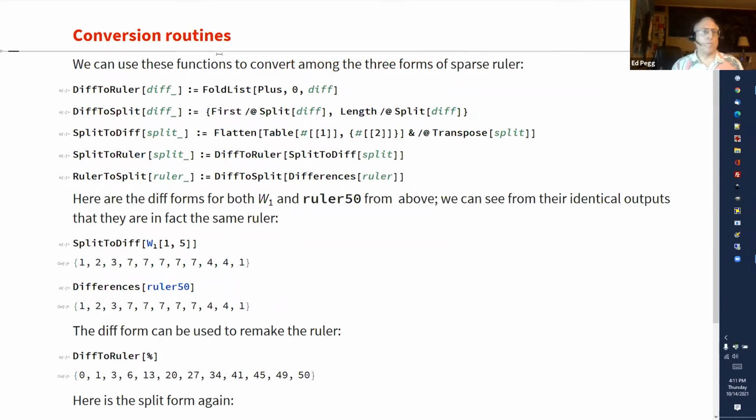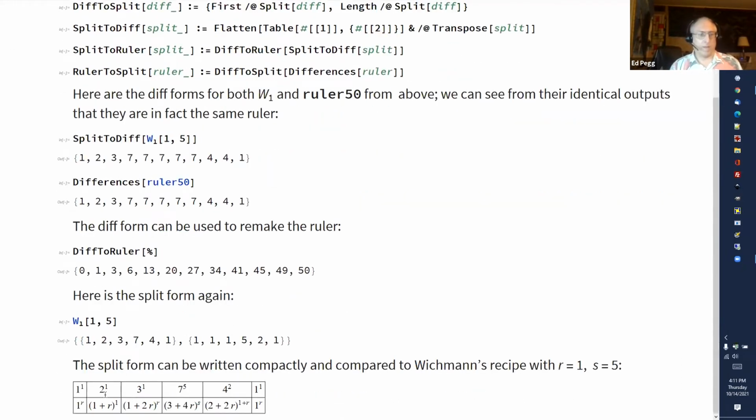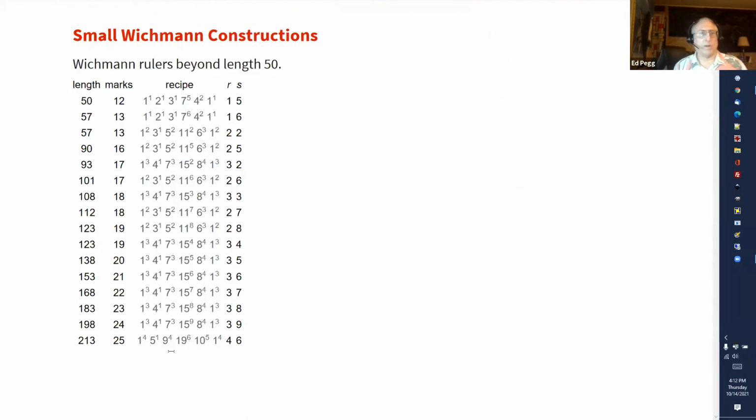We can convert from the plain ruler to the differences to the split form with these various simple programs. At the bottom here is one way to express that ruler, the recipe at the bottom and the differences and repetitions at the top, but shown as a power. So here are a variety of Wickman rulers using this original recipe for different R and S values. And here are the split forms you can get up to length 213.